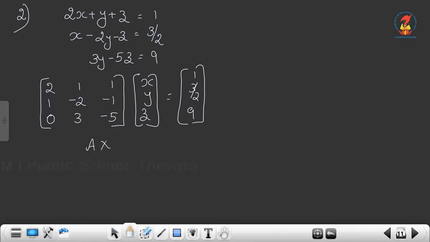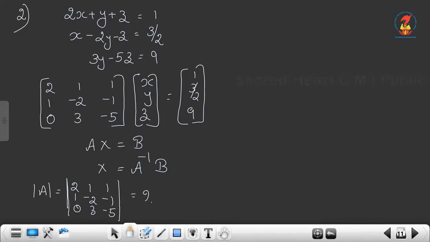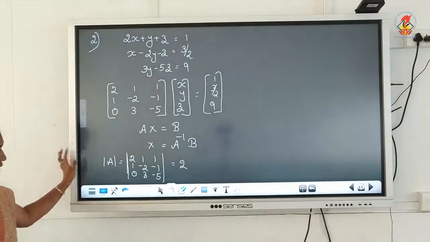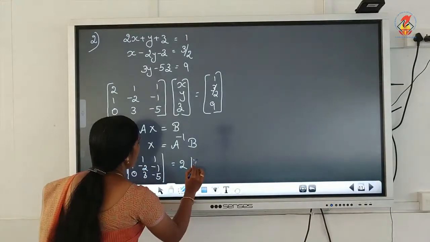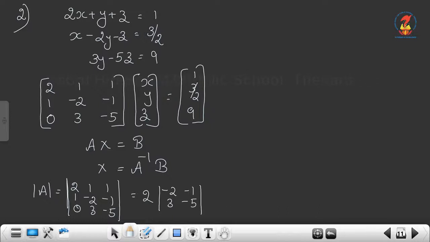So we can write this as A into X is equal to B. So X is equal to A inverse into B. So the first step is you have to find determinant A. That is the determinant of 2, 1, 1, 1, minus 2, minus 1, 0, 3, minus 5. So that's equal to, expanding along R1, 2 into the determinant of minus 2, minus 1, 3, minus 5, then minus 1 into the determinant of 1, minus 1, 0, minus 5, then the last element, 1 into the determinant of 1, minus 2, 0, 3.